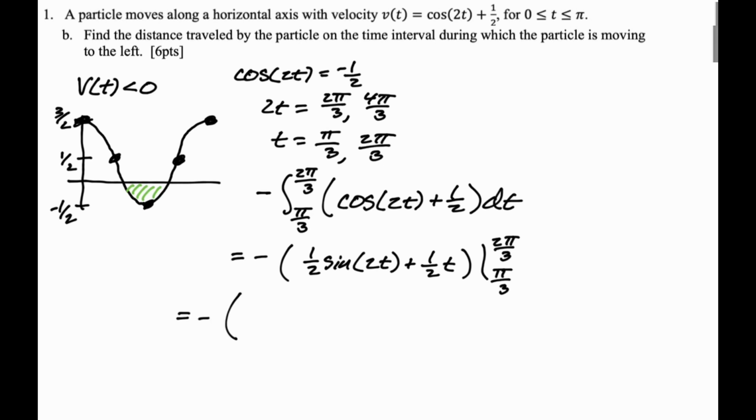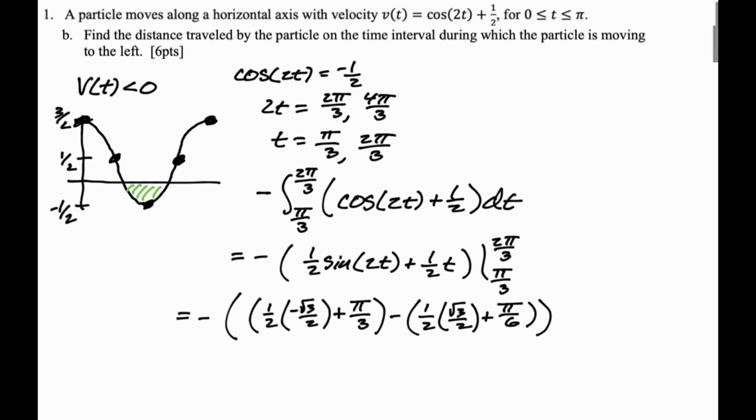We've got to plug everything in. When we plug in 2 pi over 3, we will have 1/2 the sine of 4 pi over 3. So that's going to be 1/2 negative root 3 over 2, and then plus 2 times 2 pi over 3, which is pi over 3. So all of this, minus, when we plug in pi over 3, we get 1/2 the sine of 2 pi over 3, which is positive root 3 over 2, and then 1/2 of pi over 3 is pi over 6.